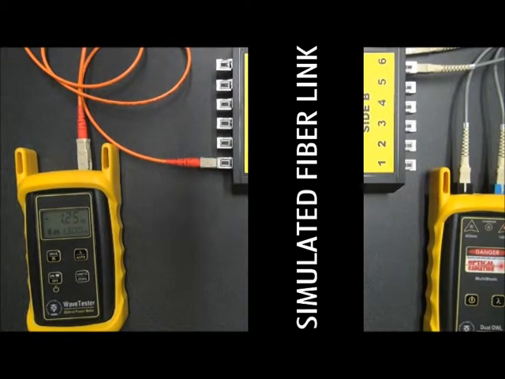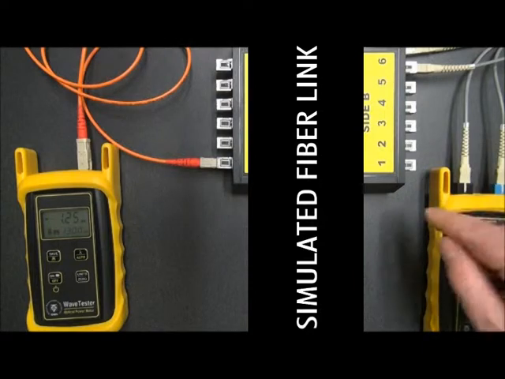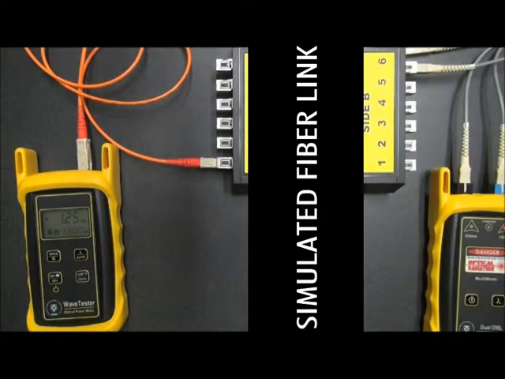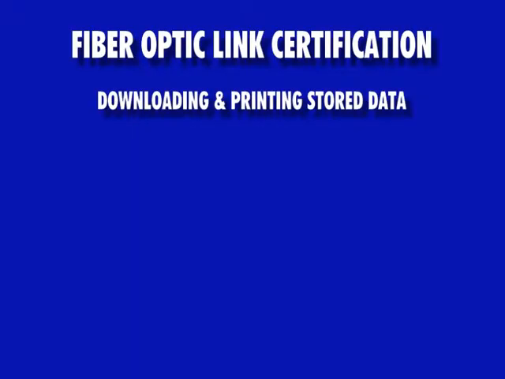And finally, we save a reading for fiber number 6 at 1300. Now, as you can see, that was reading number 12, which makes sense because we stored 6 at 850 and 6 at 1300. So what we've done is we've stored all the readings in our meter. And once we have done so, we can disconnect our equipment from a link and then take the WaveTester to a PC to download the test results.